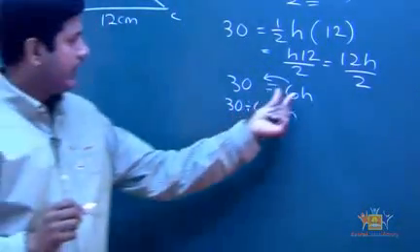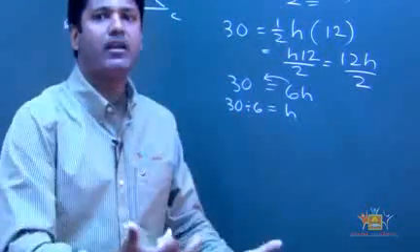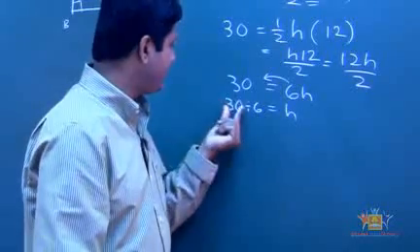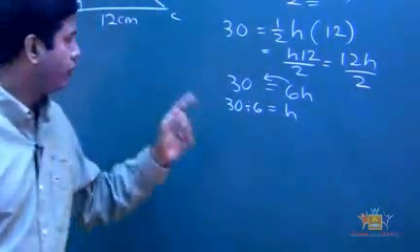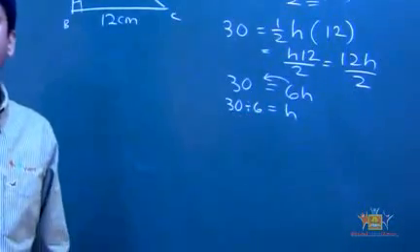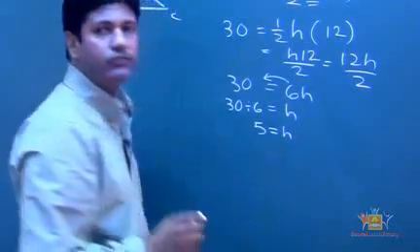Now remember, it's the 6 that is dividing. You've got to put the division in front of the 6. That's why I can move the 30 this side and put the divide 6. See that? So 30 divided by 6 is what? 5. So h equals 5.